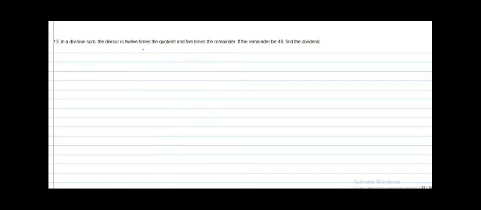In a division sum, the divisor is 12 times the quotient and 5 times the remainder. If the remainder is 48, find the dividend. So to do this question, we need to recall the division algorithm. What does the division algorithm state?